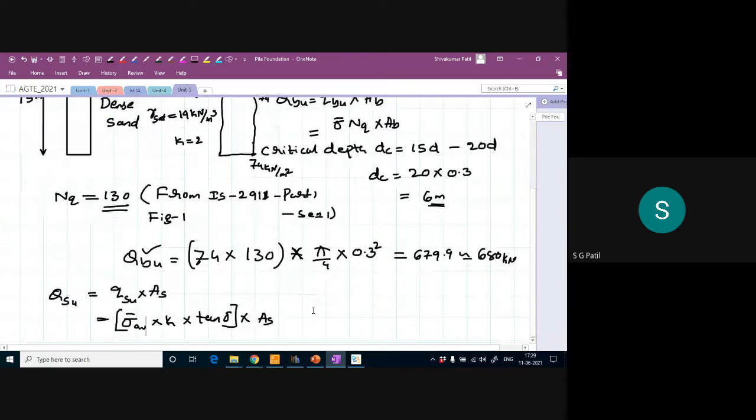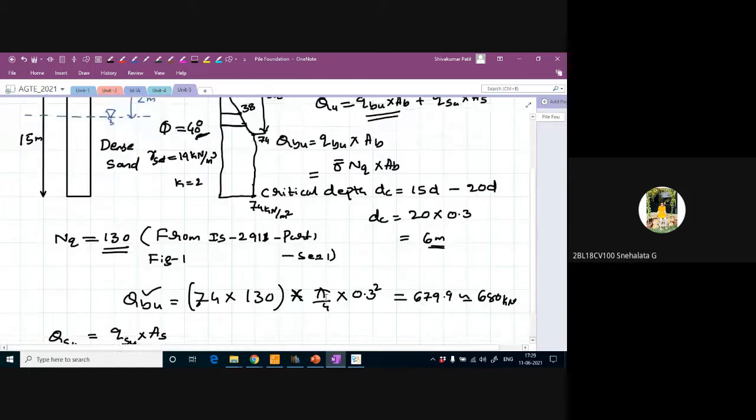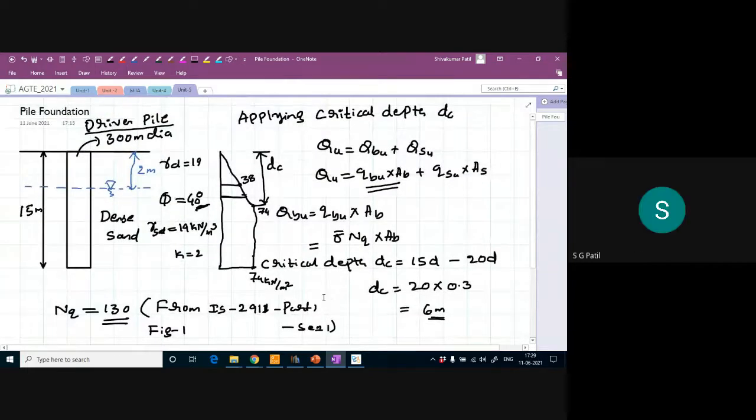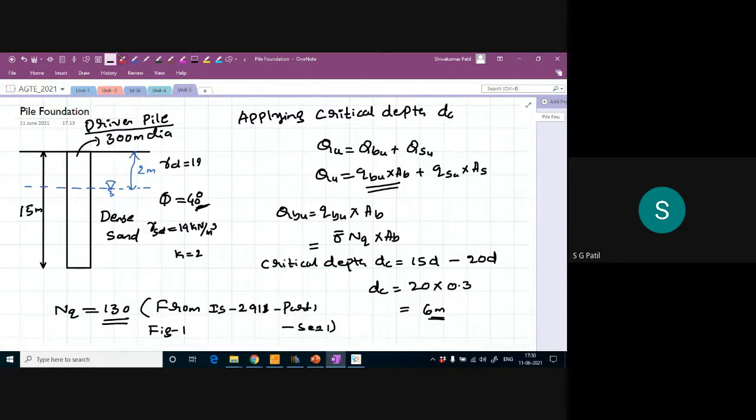Sir, repeat the calculation of overburden pressure, sir. Okay, see. Shall I erase this and recalculate? Okay, sir. I will draw with a different color so that you can differentiate.